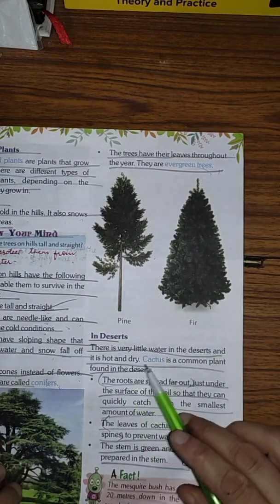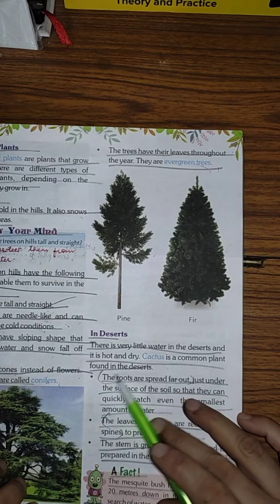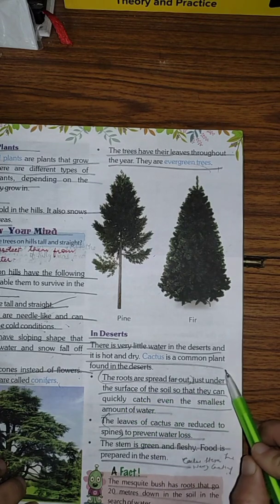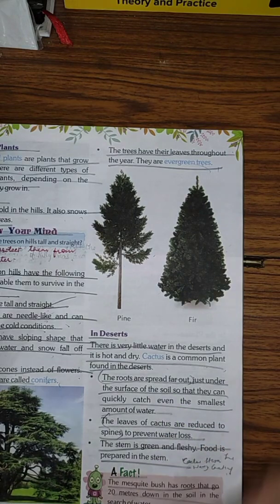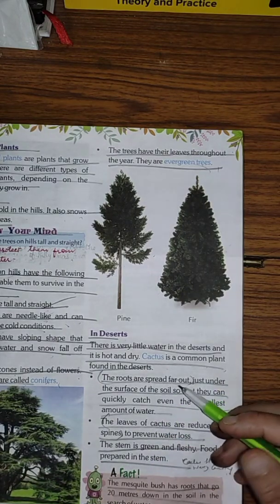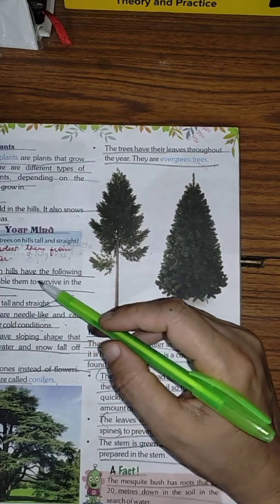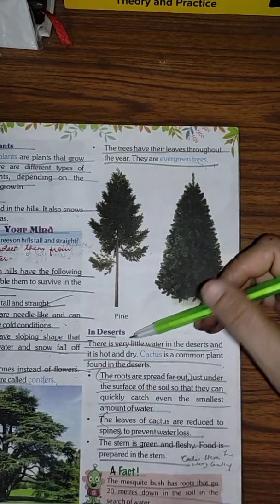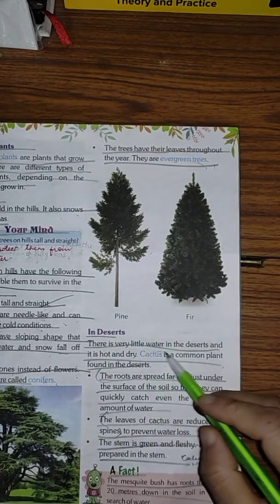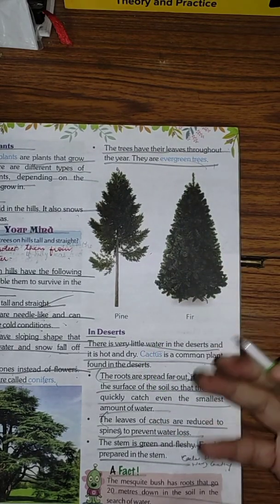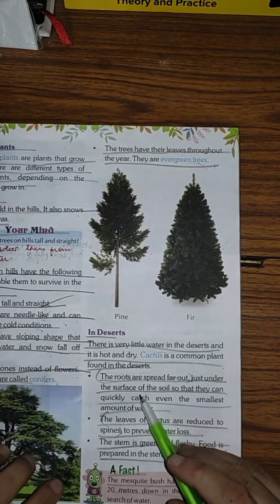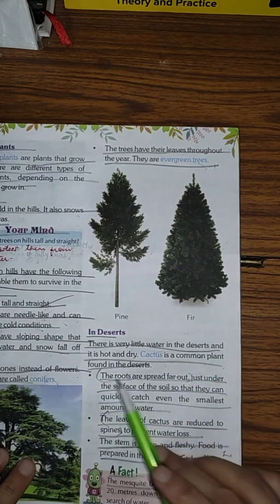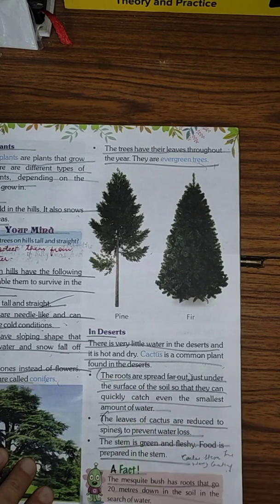In deserts, there is very little water. It is hot and dry. Cactus is a common plant found in the desert. So children, in the desert, a different climatic condition is there. In hilly areas, it is too cold, whereas in the desert, it's too hot and very little water is there. So the plants adapt themselves by having some changes in them. What are the changes which are found in the plants in the deserts?